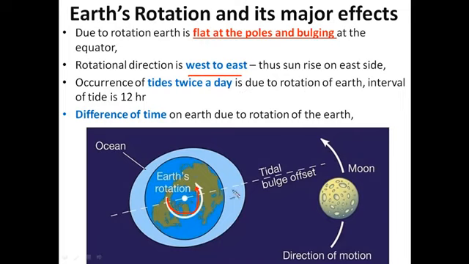This also plays a very important role. When the moon and sun come in one row, they start pulling the water from the ocean. It is primarily due to the gravitational pull. It also triggers the tide twice in a day. It is due to the rotation of the Earth on its own axis, mainly at the interval of 12 hours. There is one more very important occurrence due to the rotation of the Earth, which is the difference of time.